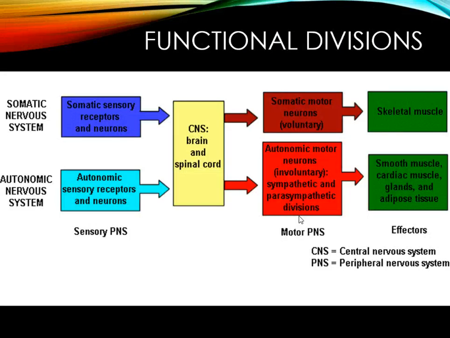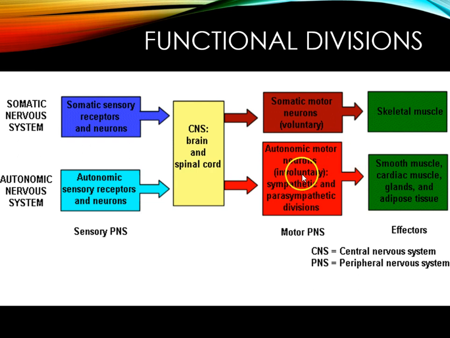And here is a flowchart so you can see how the divisions are. So your somatic and autonomic sensory receptors and neurons, they're all processed by the brain and spinal cord. So this is the sensory peripheral nervous system. And then the responses are sent through the motor peripheral nervous system, and that was the somatic, which is voluntary, that goes to skeletal muscle.